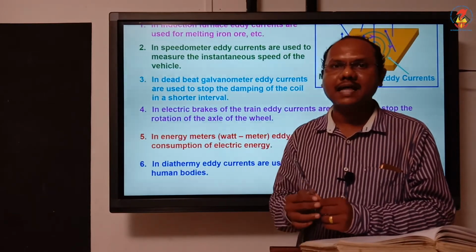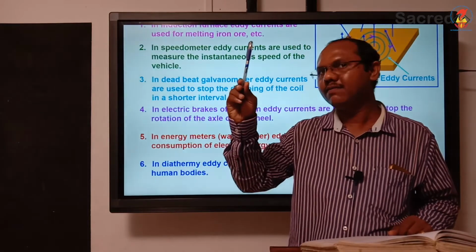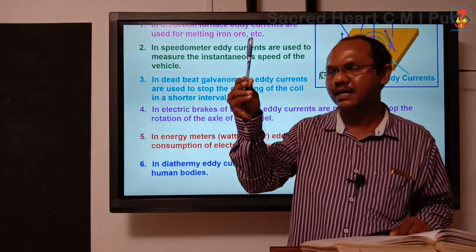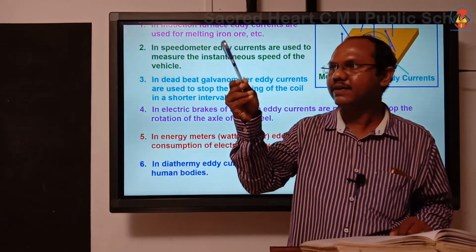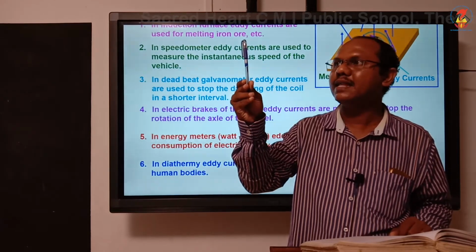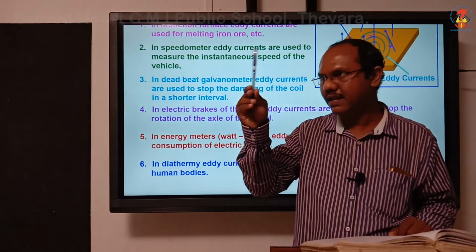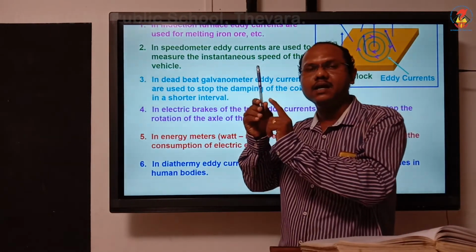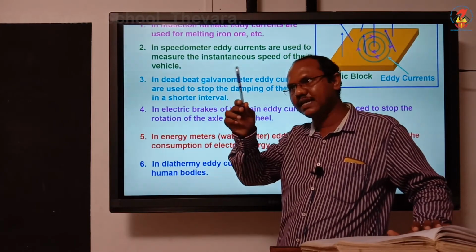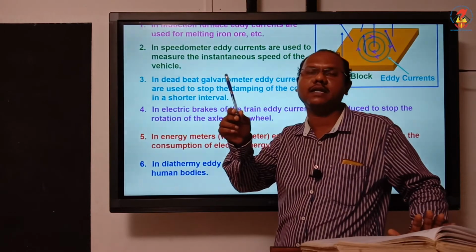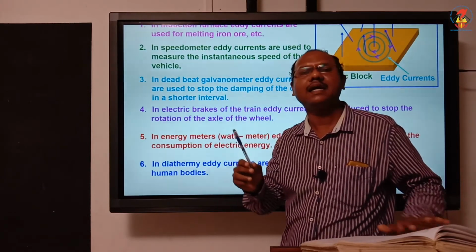So in actual practice, the needle will move to one direction, then counter torque will come, so the needle will come to another direction, it will deflect like this, and finally it will stay in one position. So the galvanometer needle will oscillate like this and it will stop at one particular point, but that is undesirable.